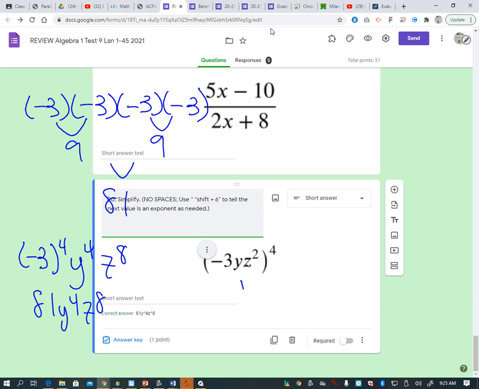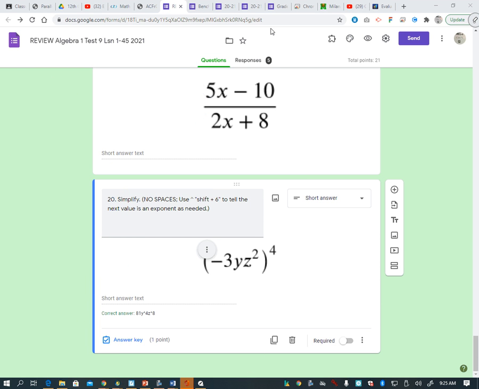Let's see what our final answer should be here. 81, y to the fourth, z to the eighth. Okay? So don't leave it as negative 3 to the fourth. Does that make sense? Okay. Just as a heads up, anytime you take a negative number to an even exponent, you're going to get a positive number.